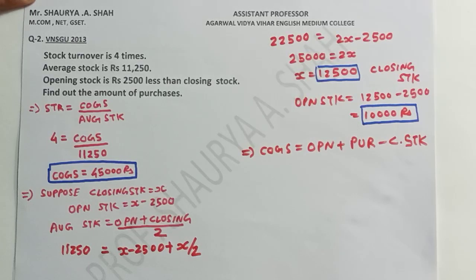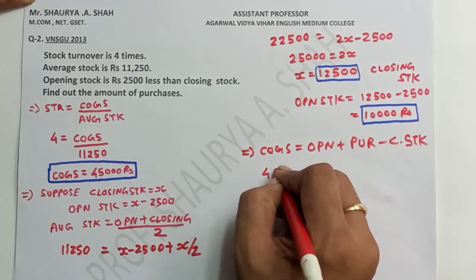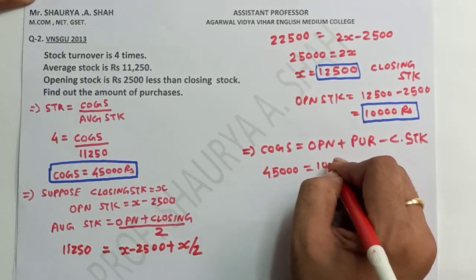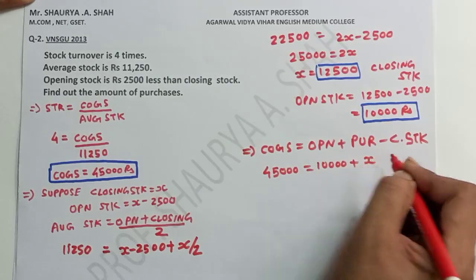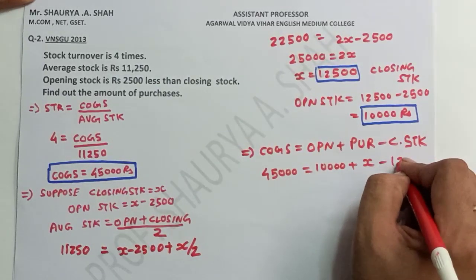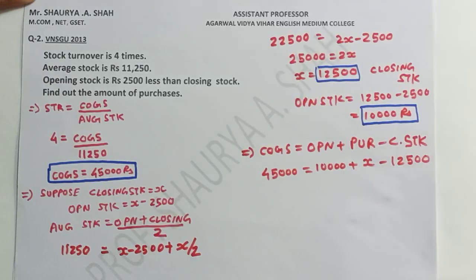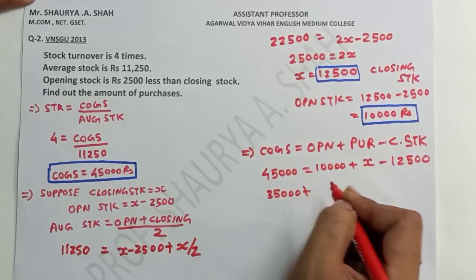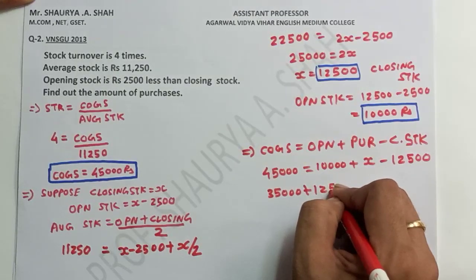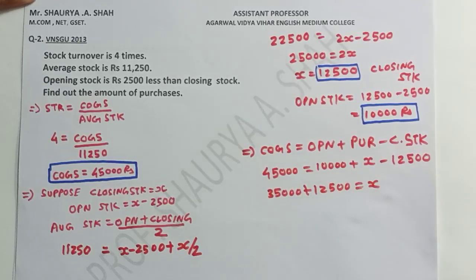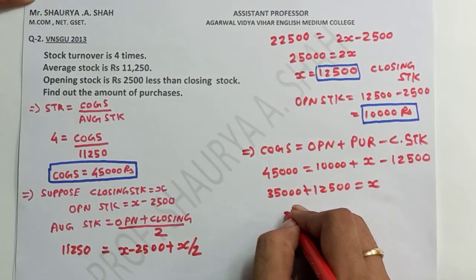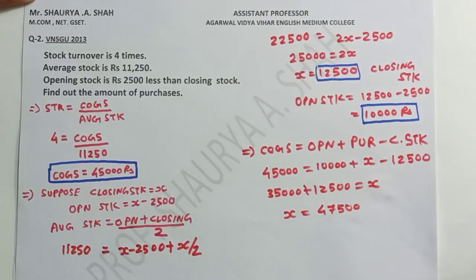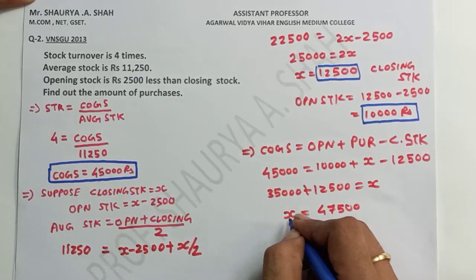COGS answer, we have found out, 45,000 is equal to opening stock 10,000, purchase I don't know, closing stock is 12,500. Solving this, 35,000 plus 12,500 is equal to x. So I will get my answer, x is equal to 47,500, and my x stands for purchases.